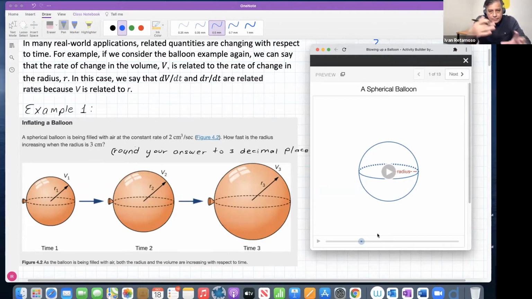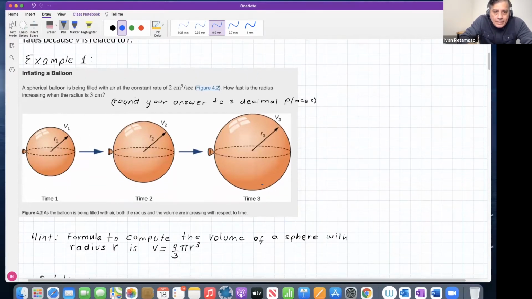So we will consider this animation, these motions, but at some point, in our minds, we will take a picture. This is the moment when we are taking the picture for this question, when the radius is 3 centimeters. At that moment, you will answer the question, because at every moment the rate of change is changing. Remember, the derivative measures the instantaneous rate of change. So at a certain point, you take a picture in your mind and you answer the question. Now, how is this done concretely? Hint: they're giving you a formula that relates the volume of the sphere, assuming that this is spherical.